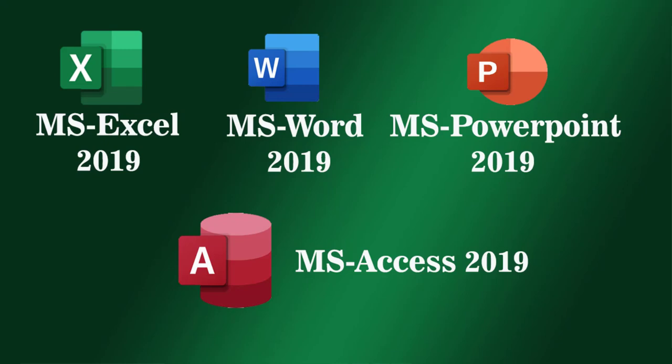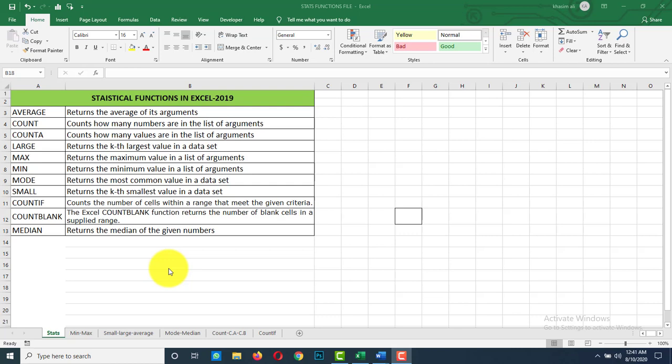In this video, we are going to learn about various statistical functions in Excel 2019, which includes minimum value, maximum value, small and large values, mode, median, etc. We will see one by one.